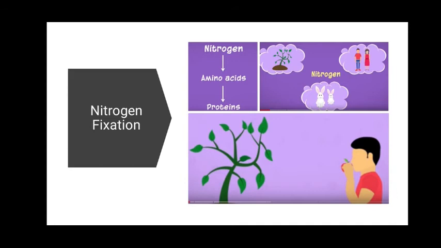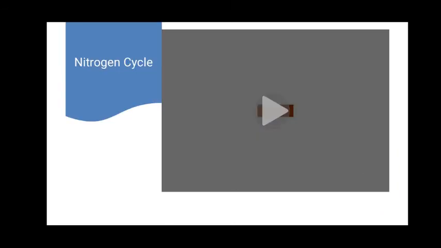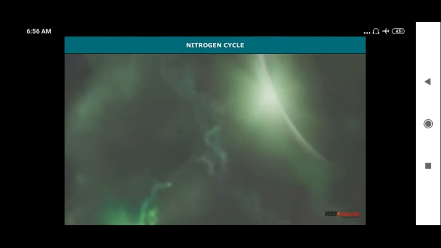So remember, nitrogen is a main component of proteins. That nitrogen cannot be absorbed by either human beings or animals directly. Only plants can do it. That process of fixing nitrogen from the atmosphere by plants is called nitrogen fixation. So let us see this video and understand what nitrogen fixation is. Nitrogen cycle.